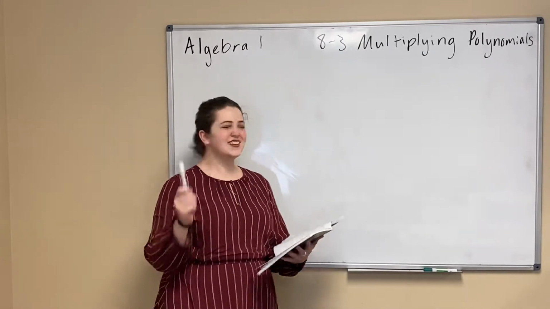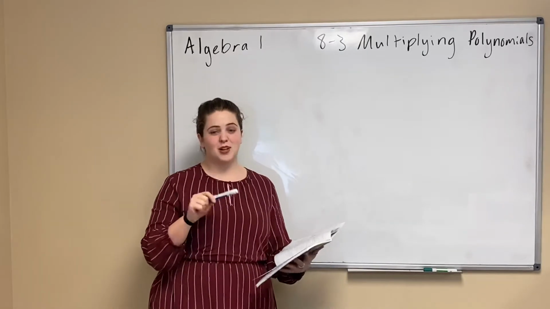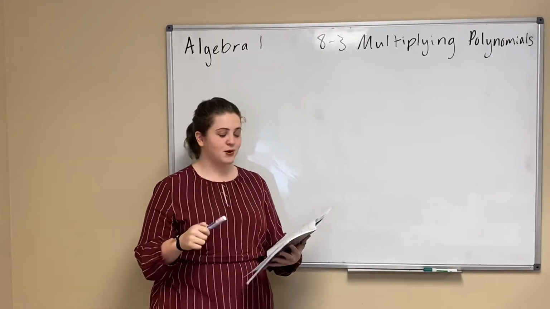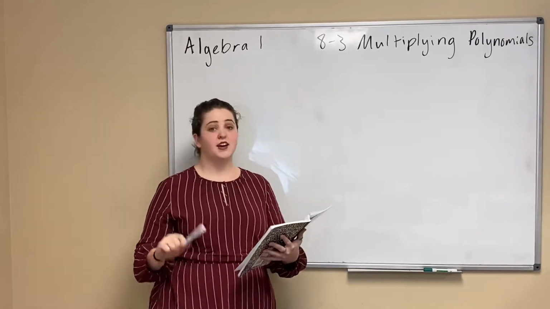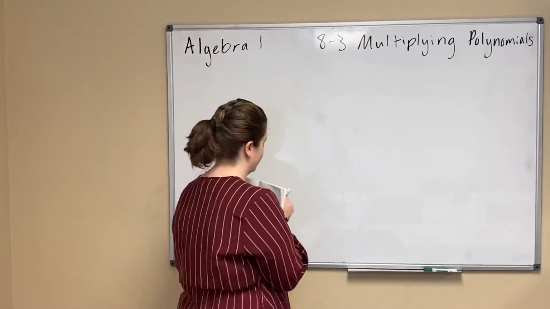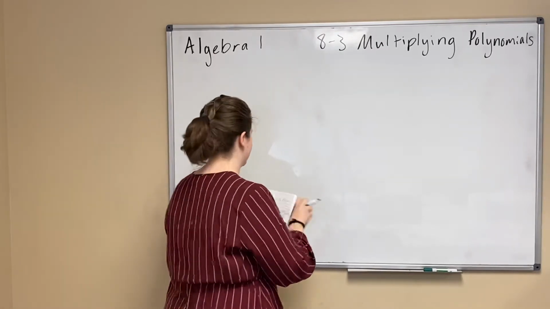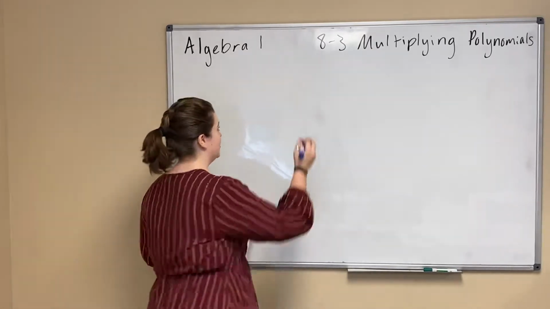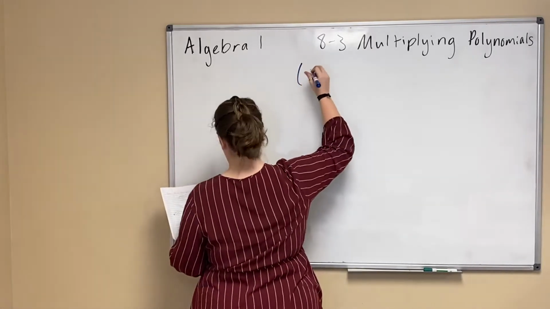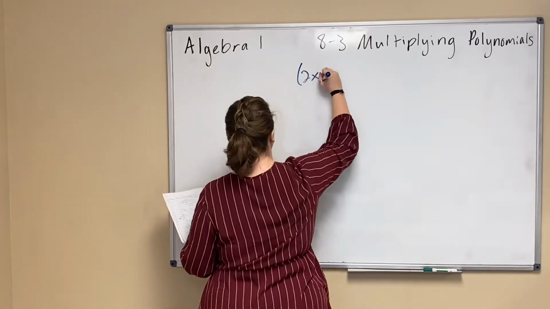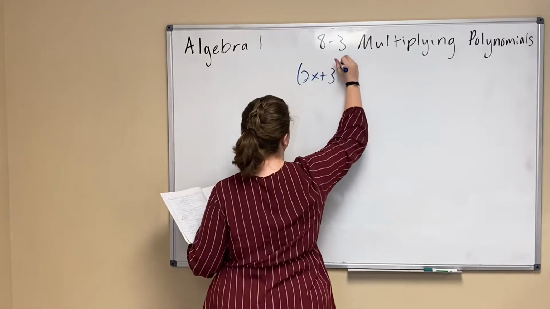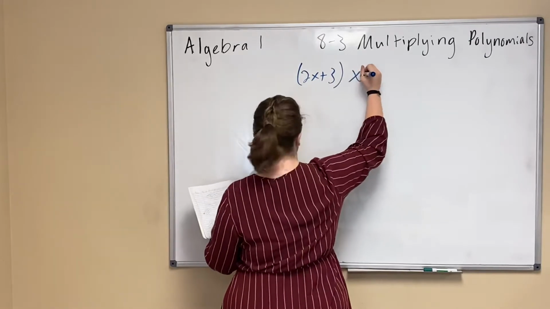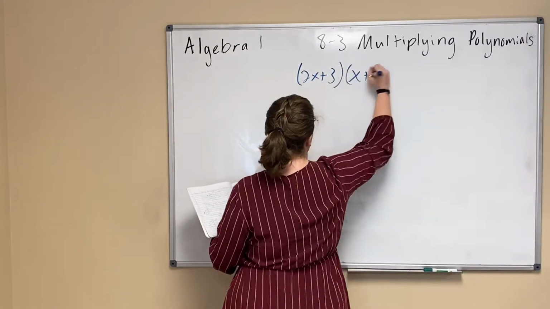Okay, so yesterday we did multiplying polynomials by a monomial, but today we're going to multiply polynomials by other polynomials. So instead of it being just one term times several terms, we'll start small: 2x plus 3, something with two terms, that's a binomial, times another binomial, x plus 5.